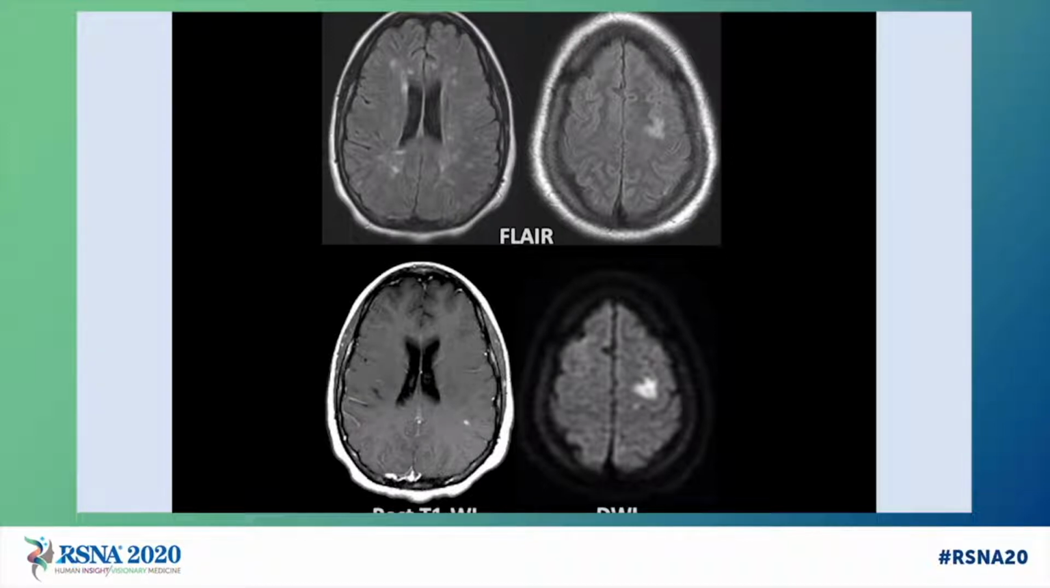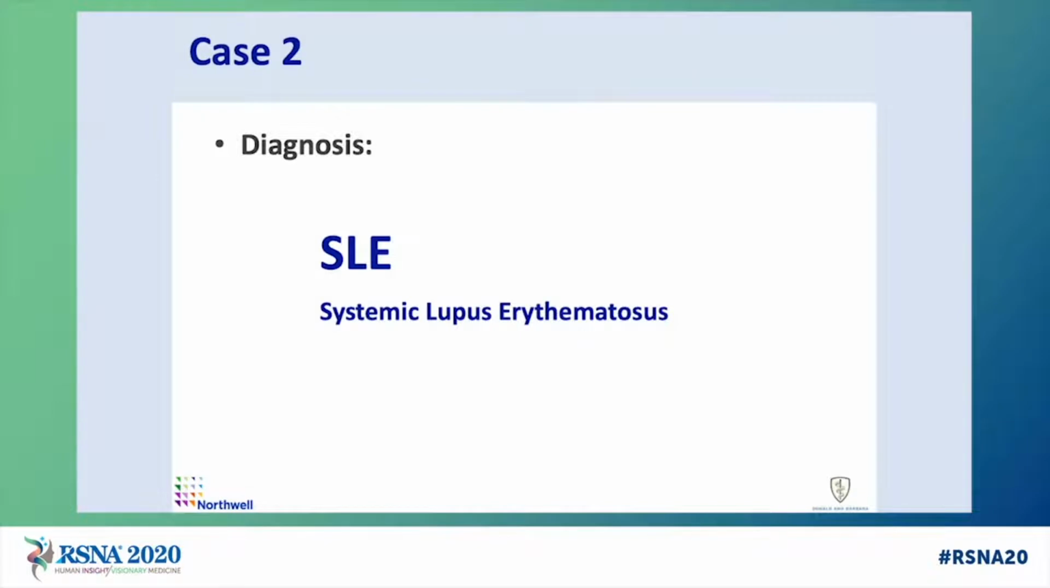Additionally, there is a focal cortical hyperintense signal associated with restricted diffusion, representing acute infarction. The diagnosis for this young patient with acute stroke is SLE, systemic lupus erythematosus.